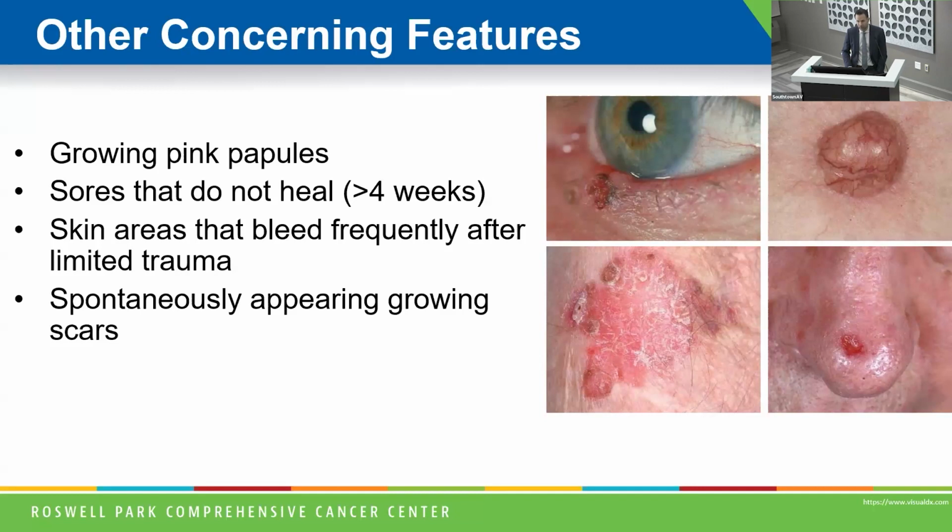If someone has something that's slowly growing pink, but progressing, that can actually also be sometimes a sign of skin cancer. The majority of these are not going to be melanomas, but sometimes melanomas can also show up like this. Sores that do not heal can also signal possible skin cancers. Skin areas that bleed frequently after little trauma can also be a sign of underlying skin cancer, and spontaneously appearing growing scars can occasionally also signal cancerous lesions in the skin.